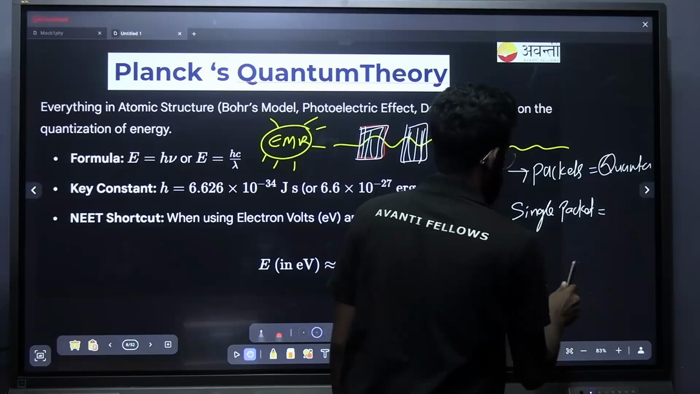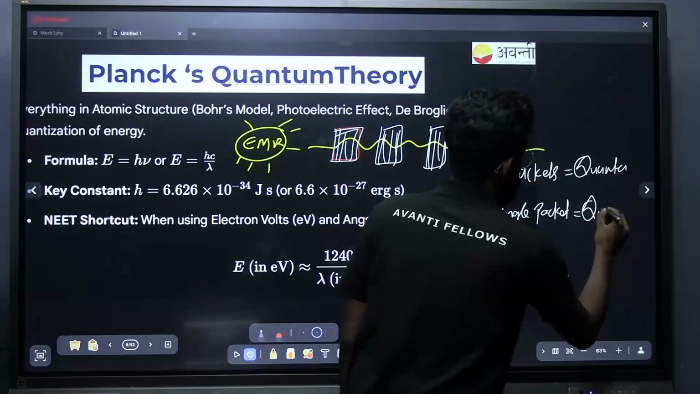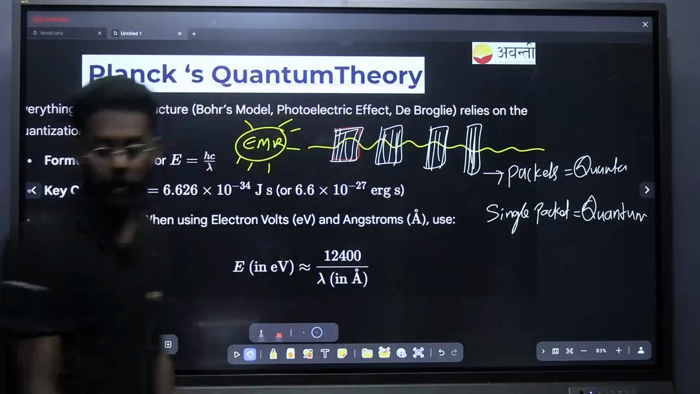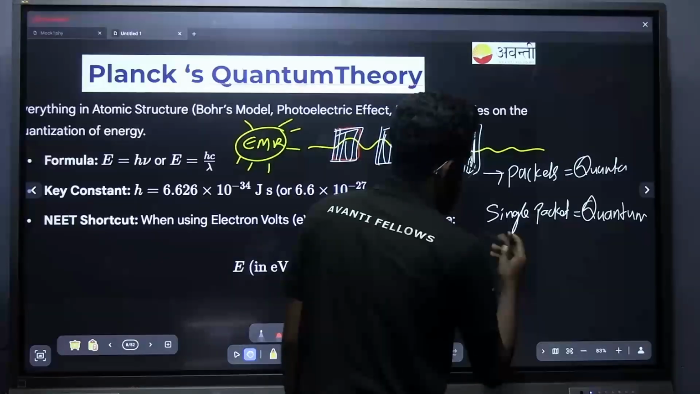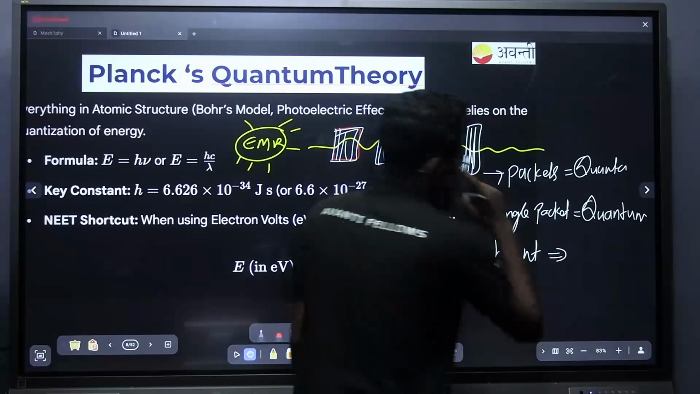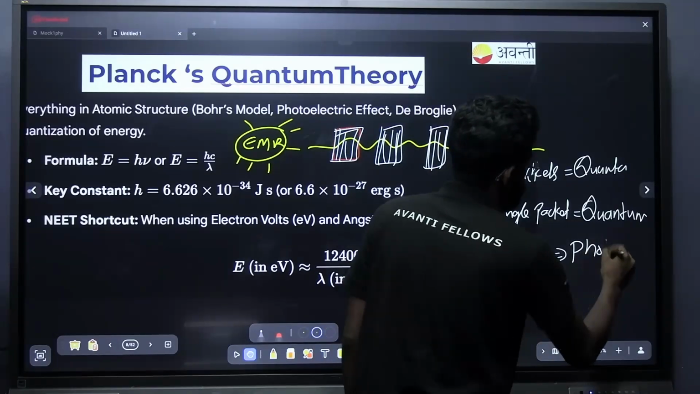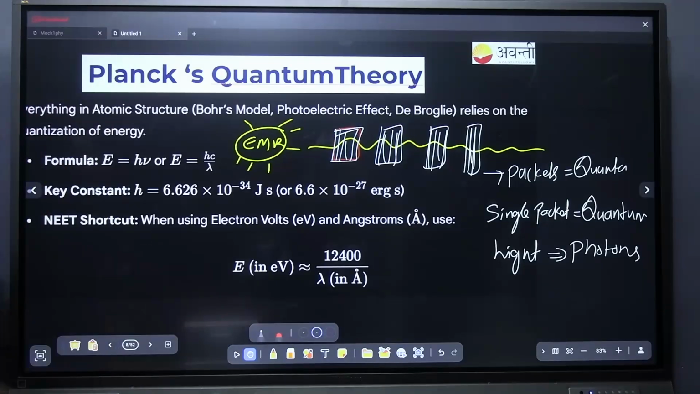and a single packet is nothing but a quantum. And if the electromagnetic radiation is light, then this quanta or quantum will be called photons or photon. Okay, that is the main idea.